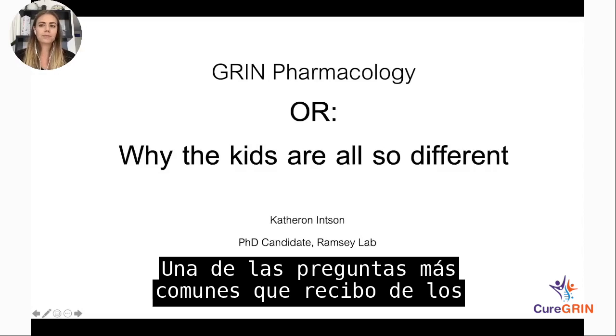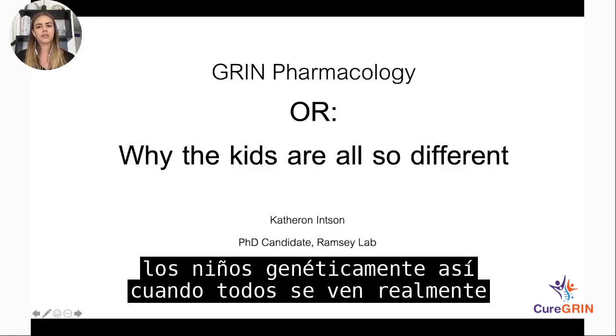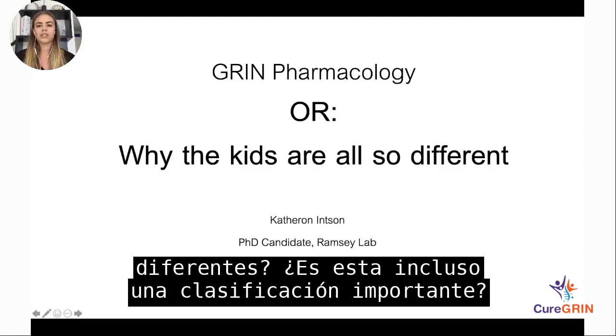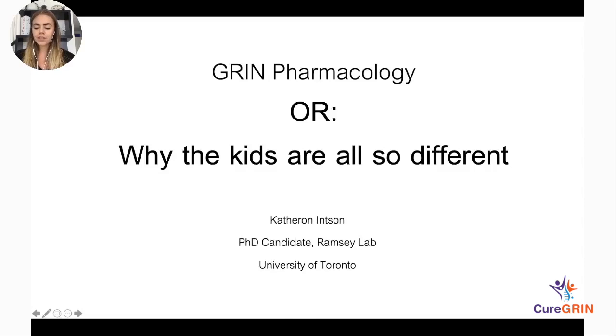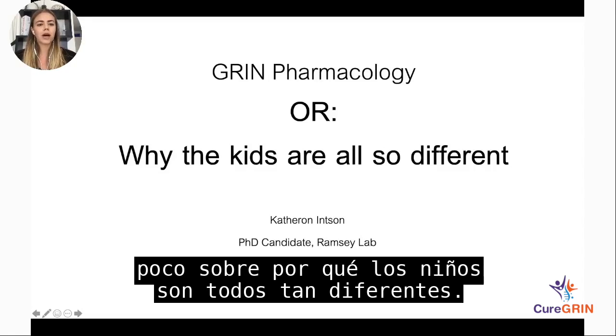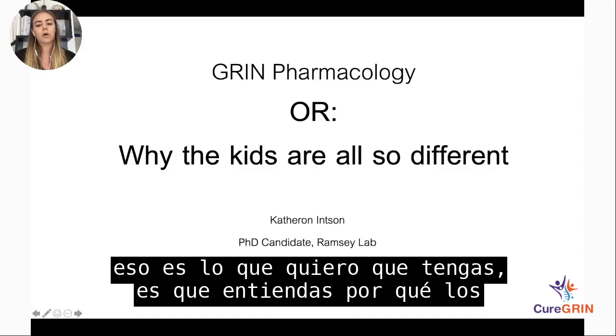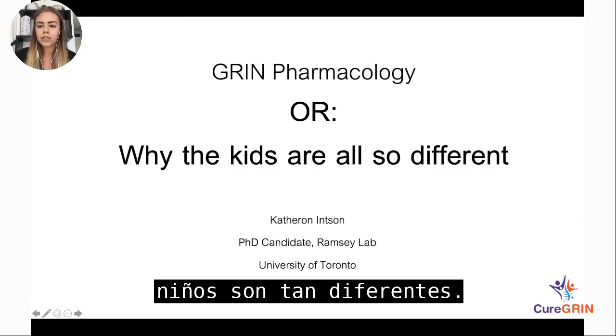One of the most common questions that I get from parents is, why have we decided to group all the kids genetically like this when all of them look really different? Is this even an important classification? And so the goal of my talk today is to tell you a little bit about why the kids are all so different. And so if you have a light bulb moment during this talk, that's what I want you to have: to understand why the kids are so different.